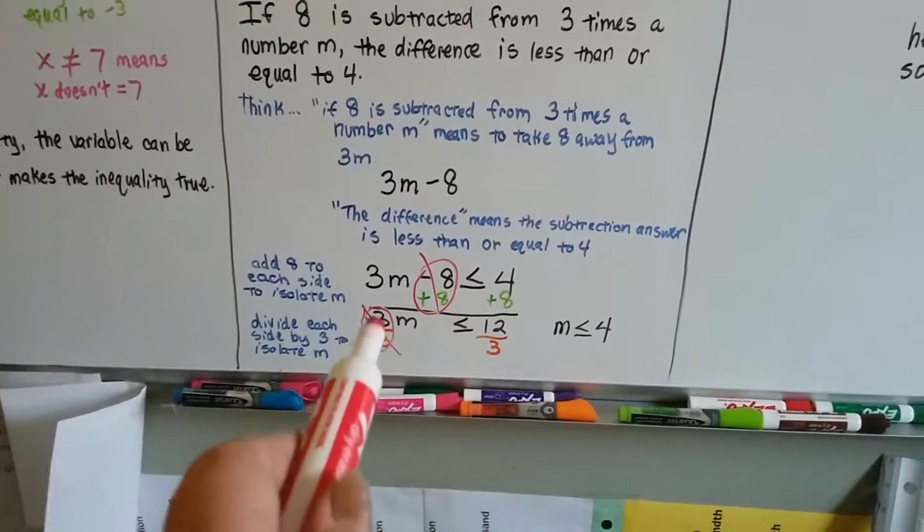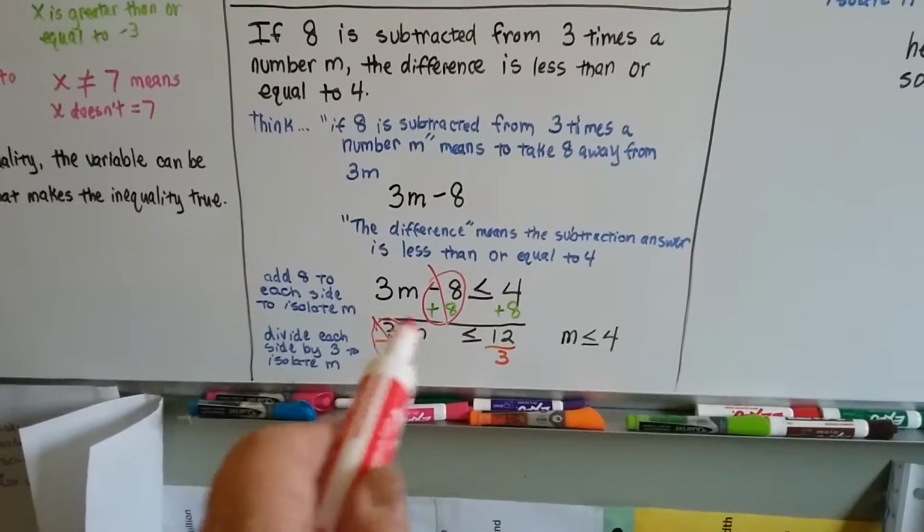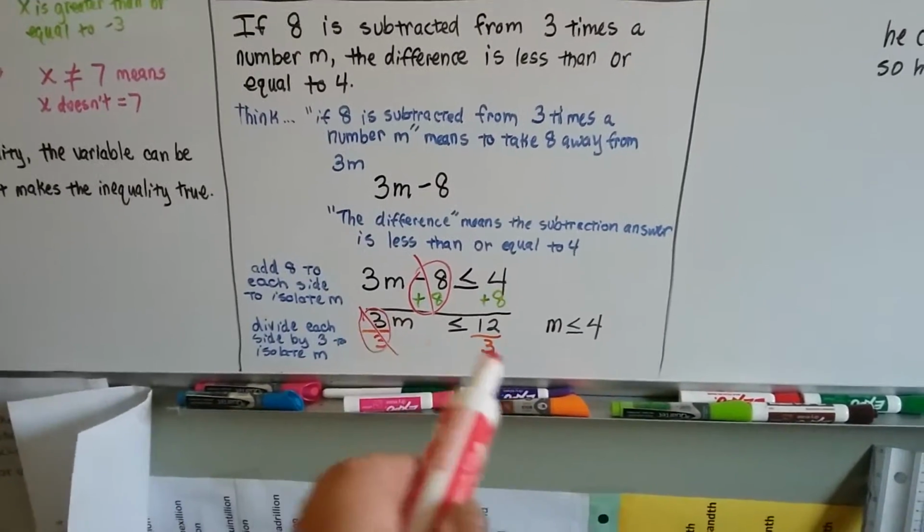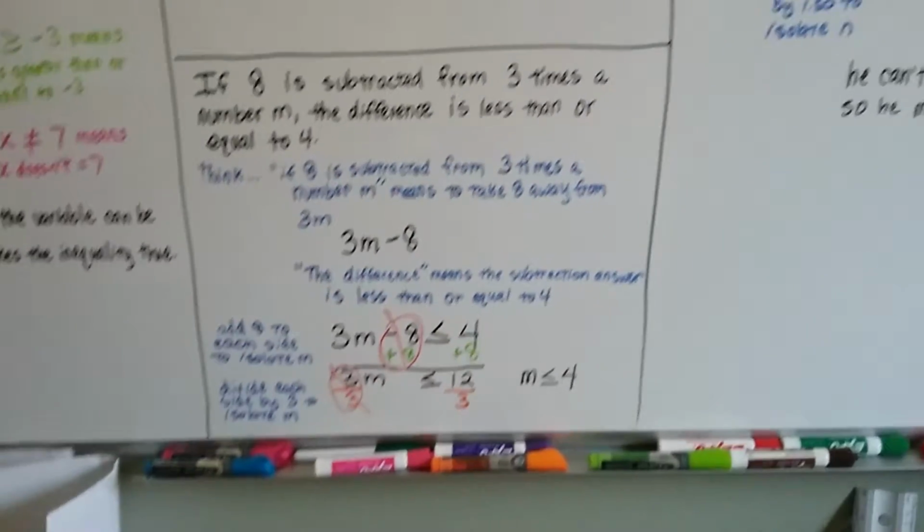So just remember, 3m means multiply. We just divide to isolate the m because that's the inverse operation.